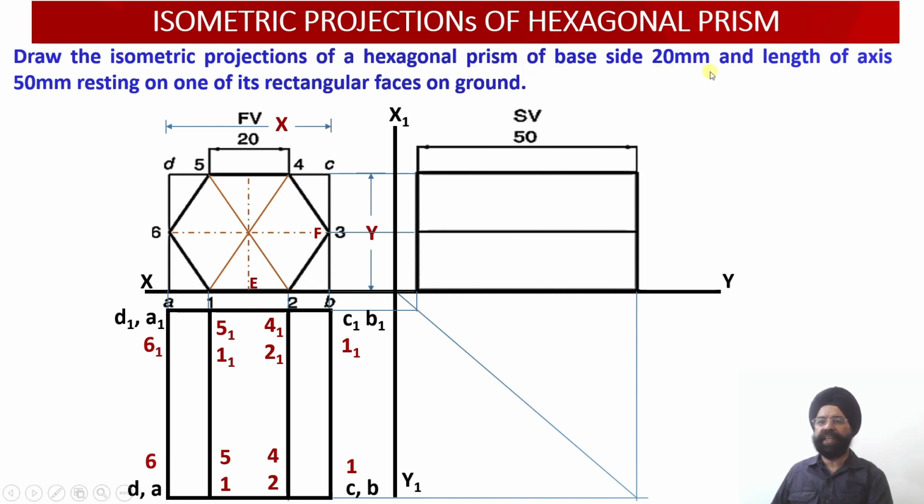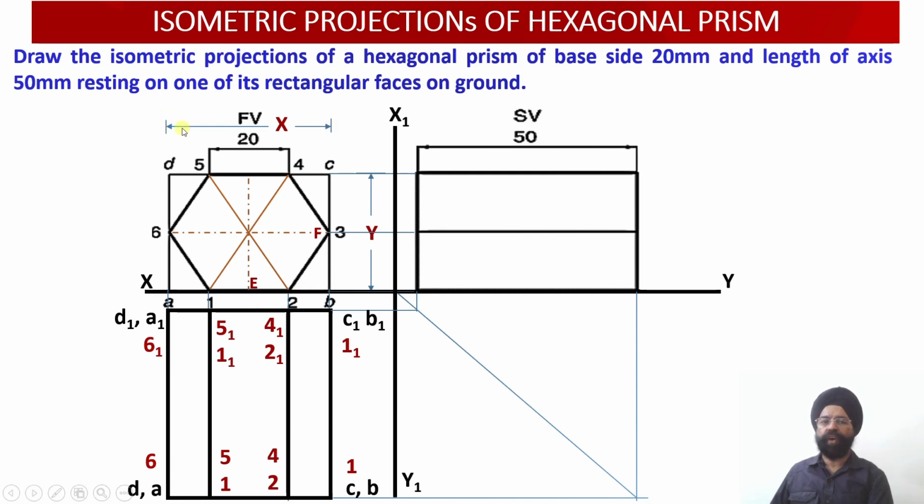Base is 20 millimeter and axis length is equal to 50 millimeter, as it is resting on one of its rectangular faces onto the ground. So this is the front view, this is the top view, and this is the side view. So please check, first of all we will be drawing a geometric figure of the hexagon having the edge equal to 20 millimeter. So this is going to be our hexagon, and then we will be inscribing this into the rectangle, and this will be the longer edge AB.